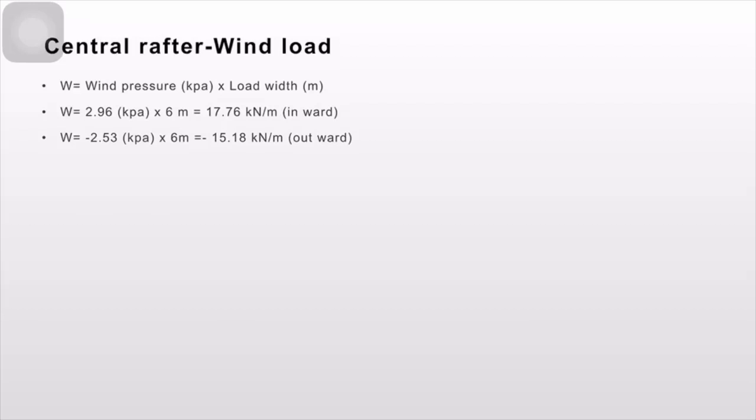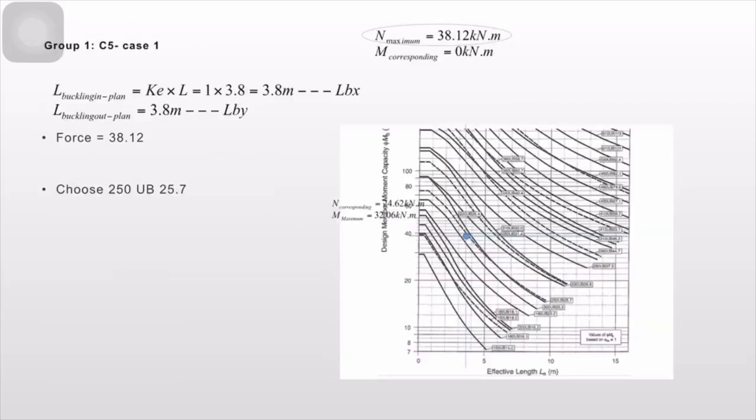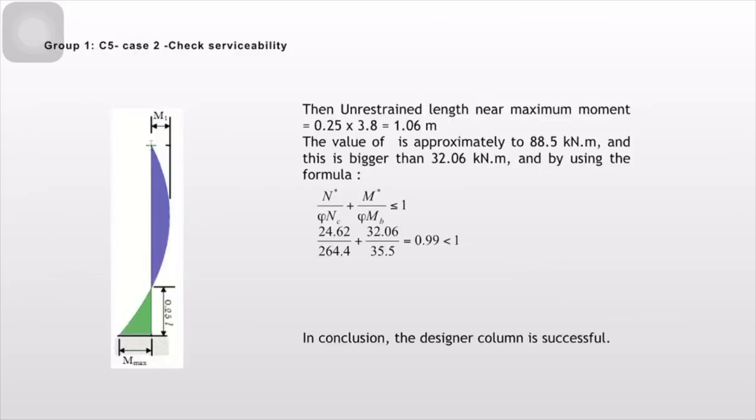The wind load of the central rafter is calculated below. And the 2 bending moments we calculate, and we have to calculate the load combination by this, and then there are 2 cases we need to think about. In the first case, we find the section which is 250 UB 25.7, and then we find 2 values of n. Then we start to check the serviceability, and we find the design section is safe.